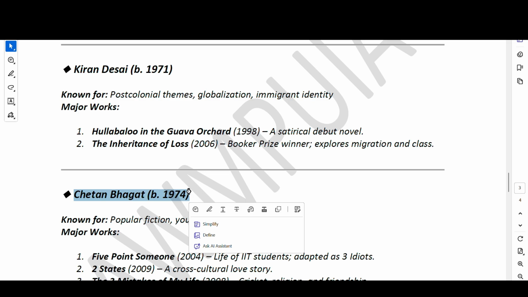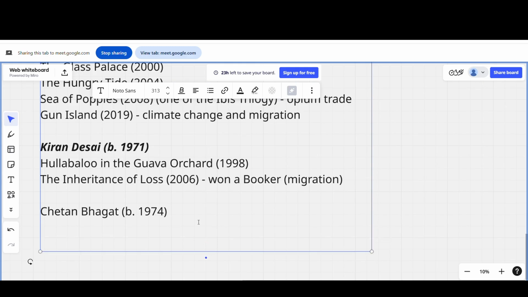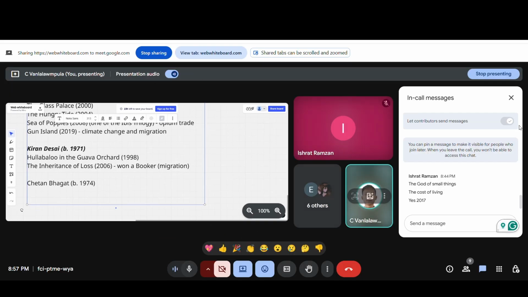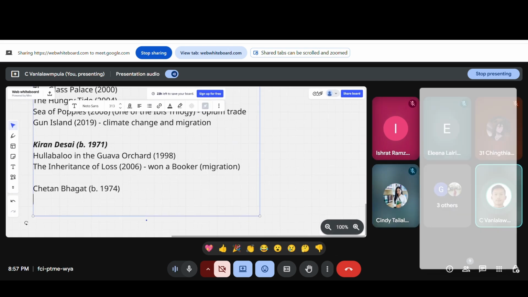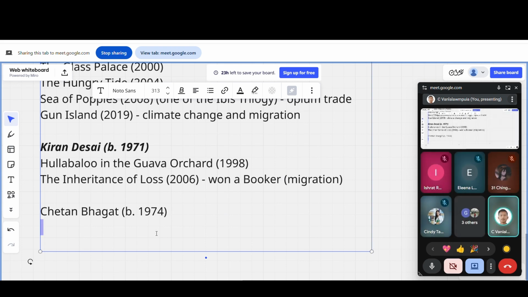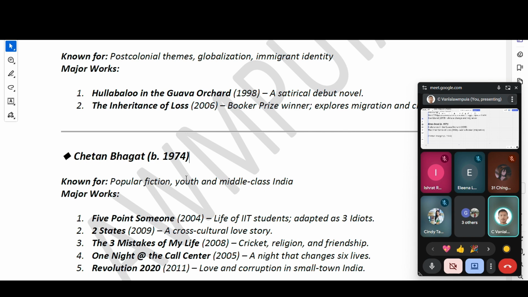Next, Chetan Bhagat. Who knows Chetan Bhagat? Give me any works of his. Quite popular. He writes a lot. Some people don't like him, but we can't deny that he's a popular writer.